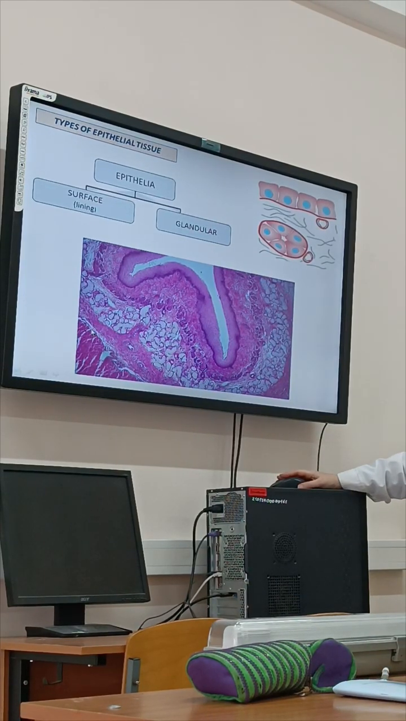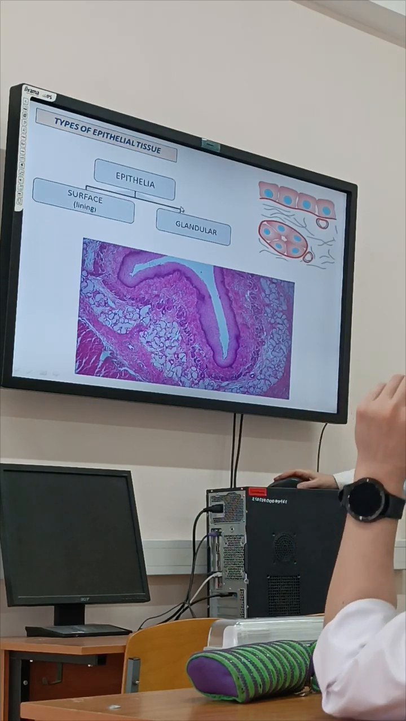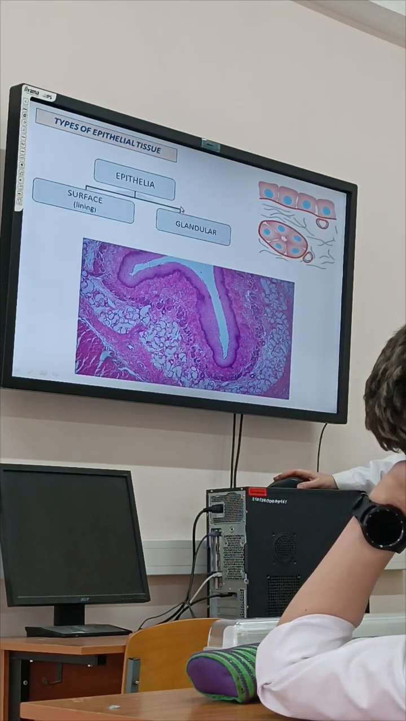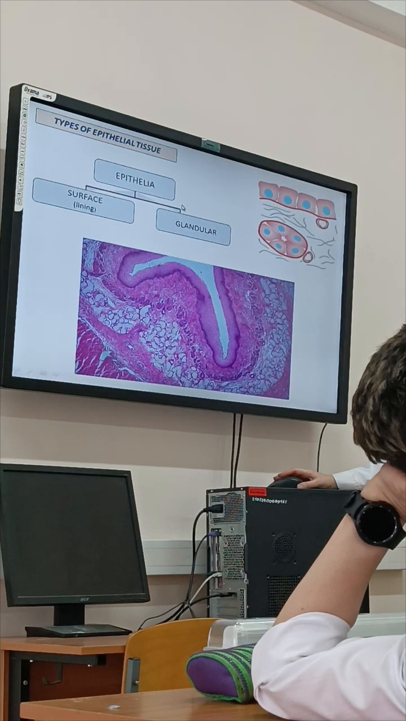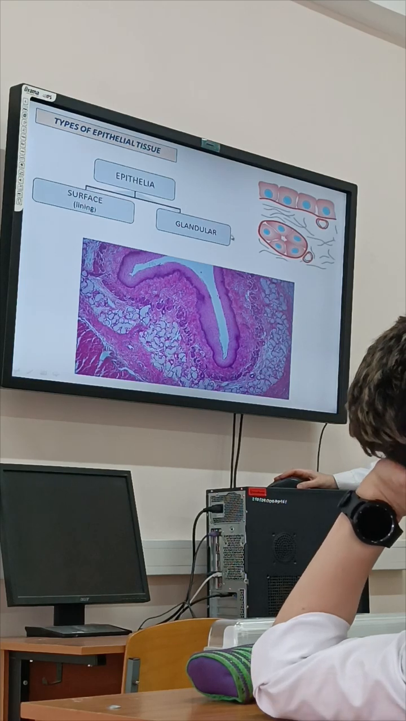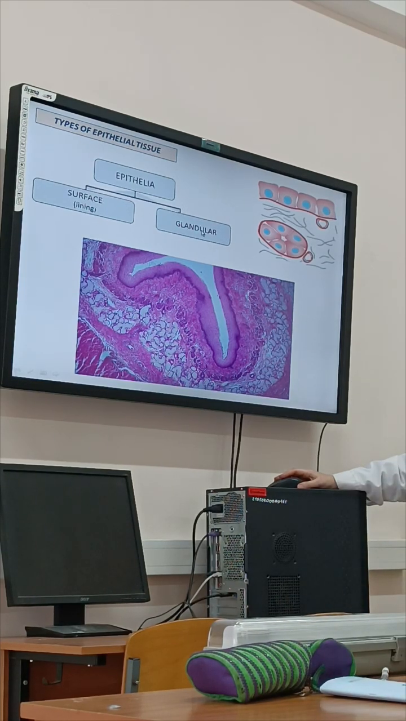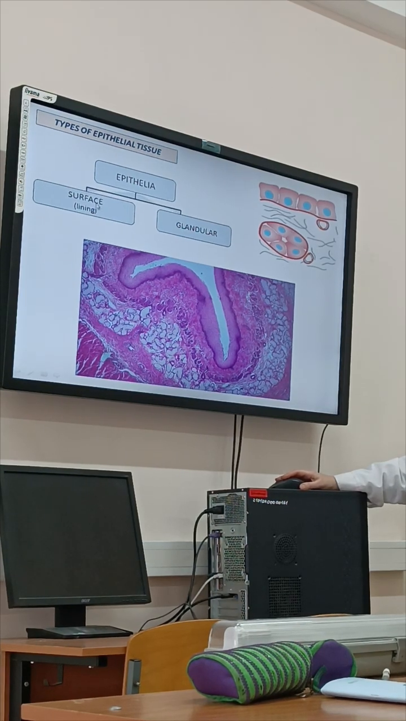It's not difficult to solve. So let's return to epithelium. Epithelium can be classified into two groups according to their function. So this is the functional classification of epithelium. Epithelial cells that secrete a lot we refer to as glandular epithelium.